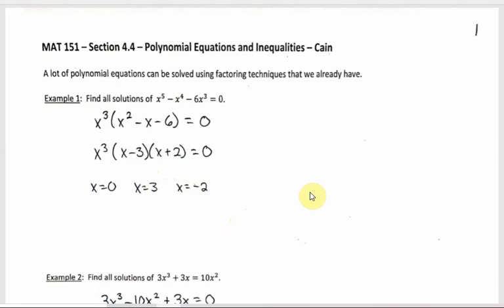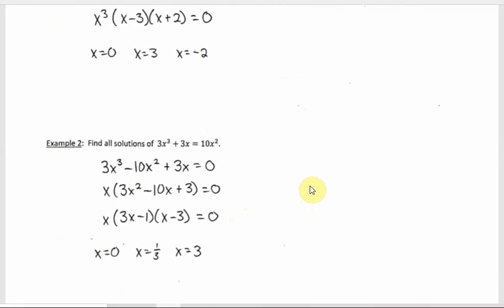Example 2 and example 3 don't really use anything new either. With example 2, the main thing is you got to get a 0 on one side. So subtract 10x squared from both sides, you end up here, 3x cubed minus 10x squared plus 3x equals 0. There is a common factor in the three terms on the left, which is x, so we can factor that out. And then we're left with a product of x and 3x squared minus 10x plus 3. But 3x squared minus 10x plus 3 factors into 3x minus 1 and x minus 3. And then using the zero product property, either x is 0, x is 1/3, or x is 3.